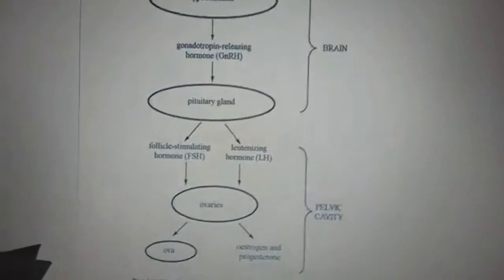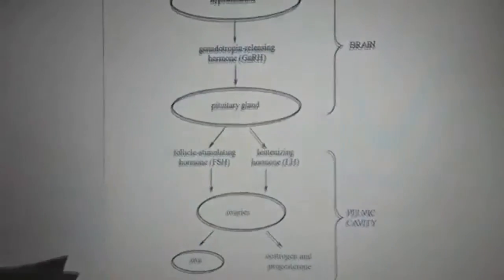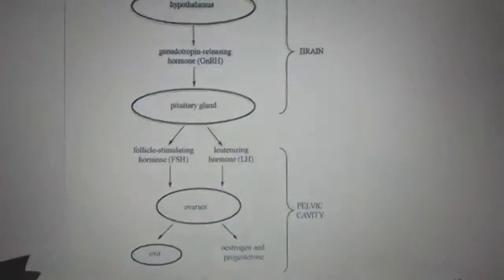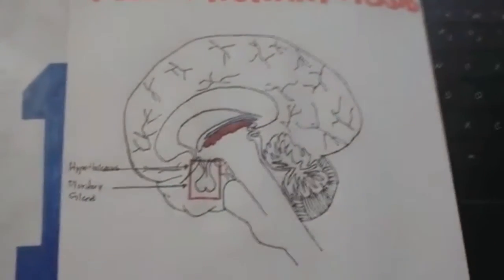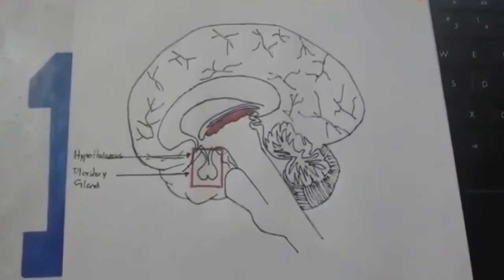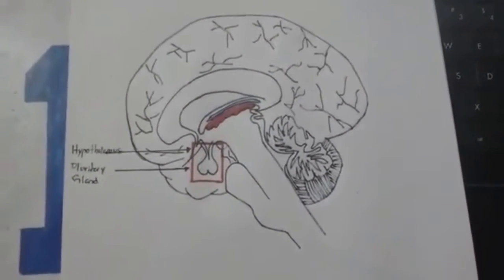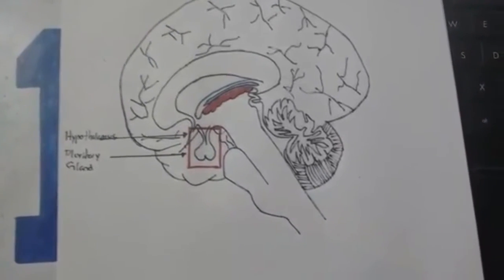Progesterone and estrogen are the ones in charge of producing this. And this is located in the pelvic cavity. Well, the length of the menstrual cycle is typically 28 days, but it can be highly variable. In some women, it may be as short as 21 days or as long as 39 days.